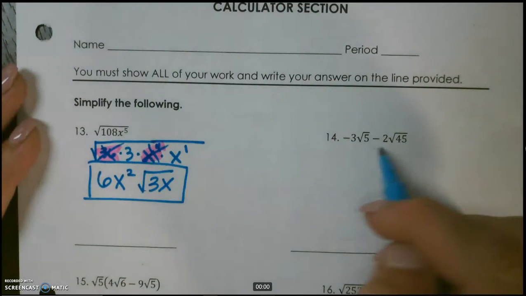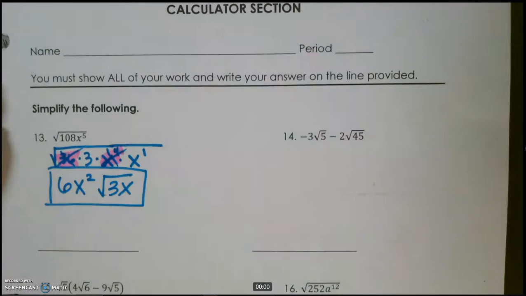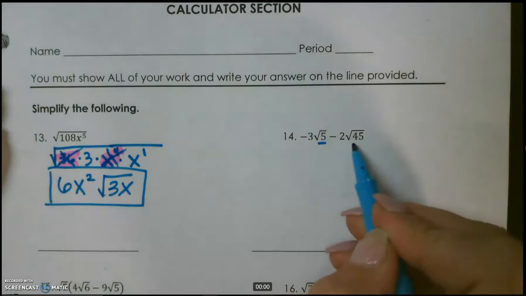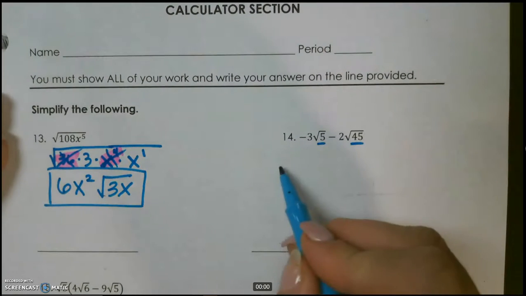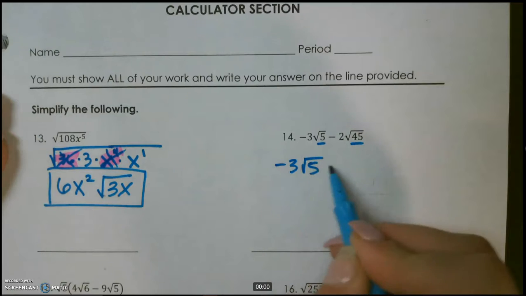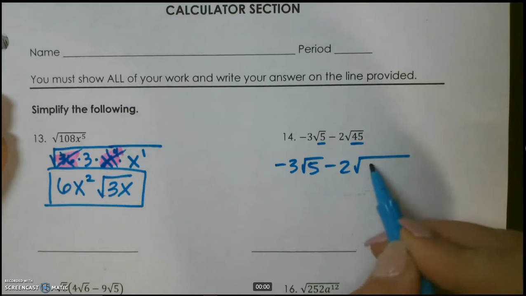All right, moving over here to subtraction. Remember, in order to add and subtract radicals, they have to be like terms. Right now, they're not like terms because they don't have the same number under the radical. But let's see if when we simplify, if anything works out to where we can combine.